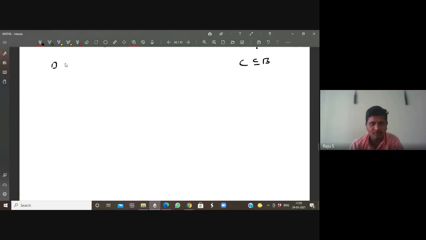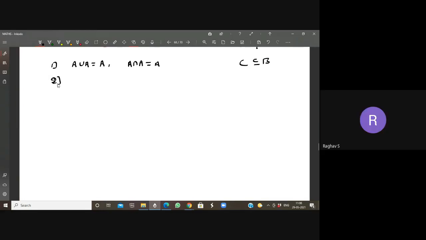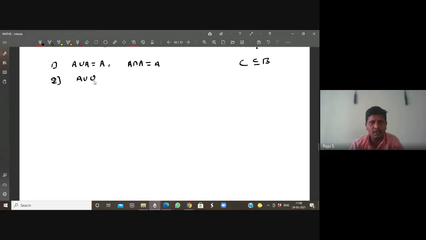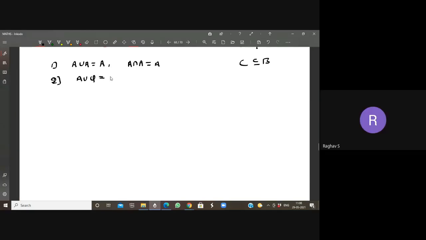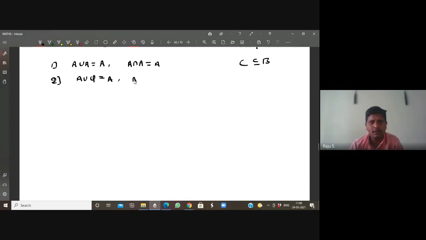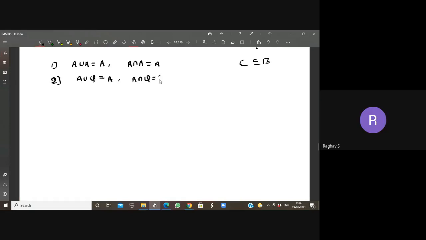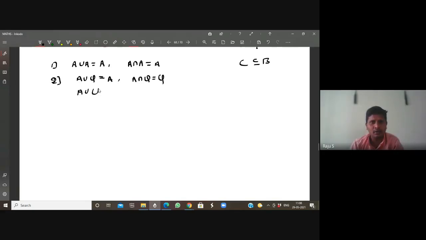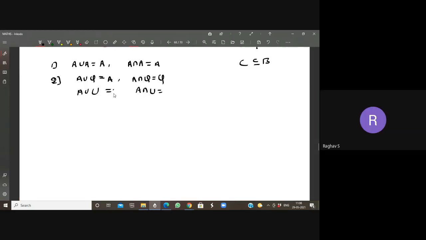Operations. First, a very easy operation. What is A union A? A. Am I right? A intersection A? A. Second one: A union empty set? A. A intersection empty set? Null. A union universal set? Universal. Right.